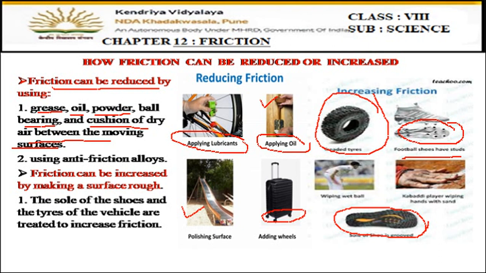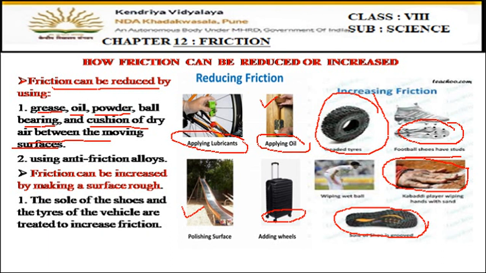Now kabaddi players, they wipe hands with sand. Here you can see that kabaddi players, because they have to hold a person, before playing they apply sand on their hands, because sweating reduces the friction, and then they are unable to hold a person. So when they apply sand on their hands, what will happen? Sand is generally rough in surface, so that will increase the friction. Because of that, the kabaddi players can easily hold the person's hand or legs, right?